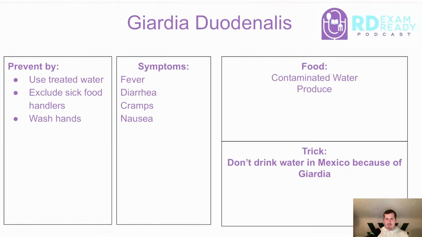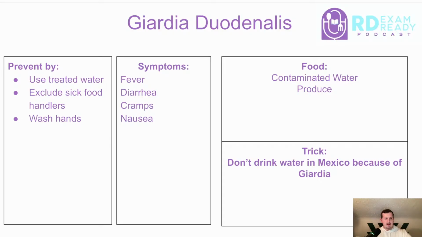Next one is Giardia. Giardia duodenalis. Giardia duodenalis is prevented by using treated water. So once again, we're back to the water here. Exclude your sick food handlers that may have Giardia and make sure they wash their hands. For symptoms, it would be fever, diarrhea, cramps, and nausea. In the foods, once again, we're seeing contaminated water and produce being involved here.